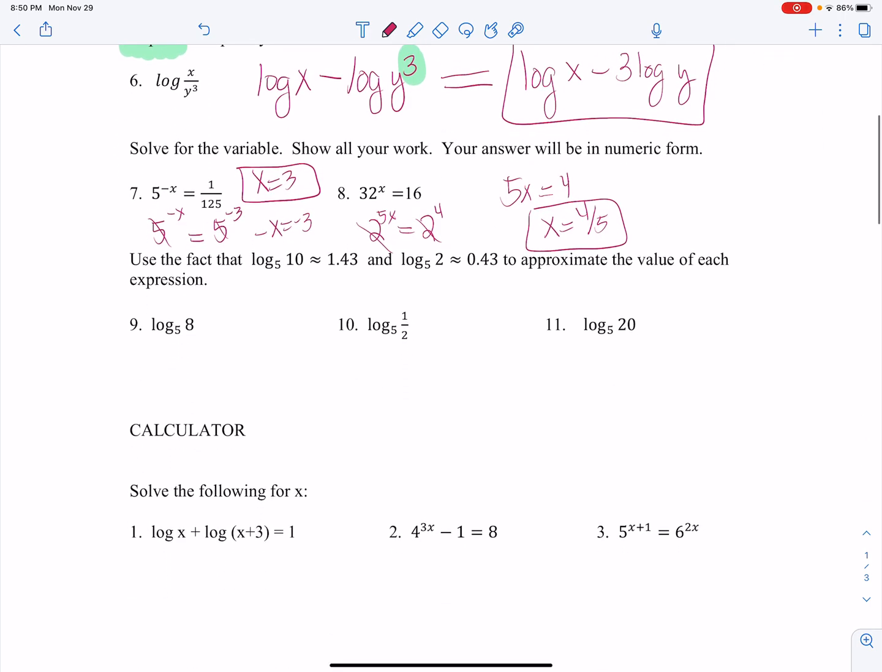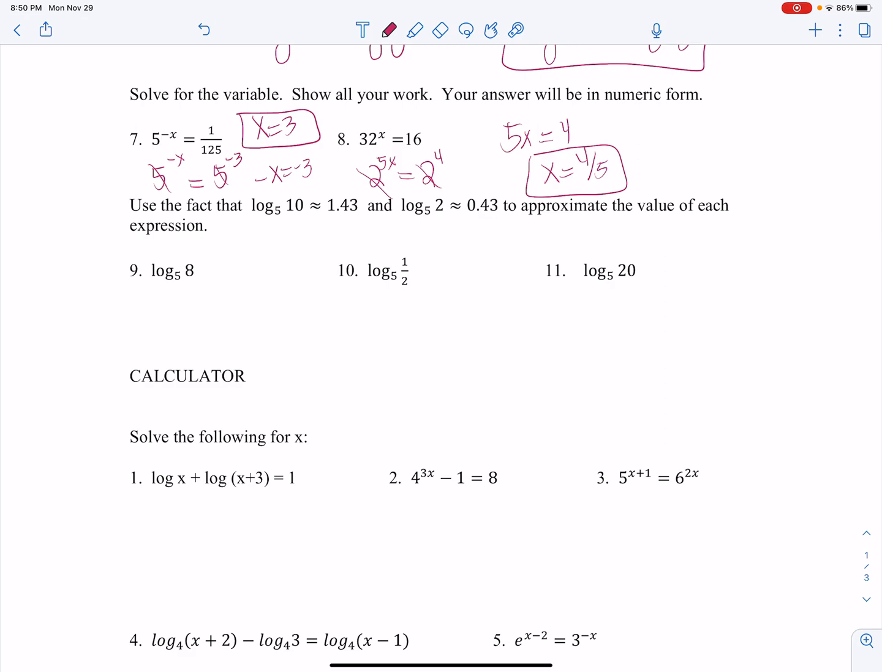Okay. On the next part, if I know the log base 5 of 10, I know the log base 5 of 100. That would be double that, which is 2.86. I would know the log base 5 of 4, because that would be times 2, so that would be 0.86. I would know the log base 5 of 8, because that would be times 3, so 0.43 times 3 is 1.29. I would know the log base 5 of 16. I would know any of those things.